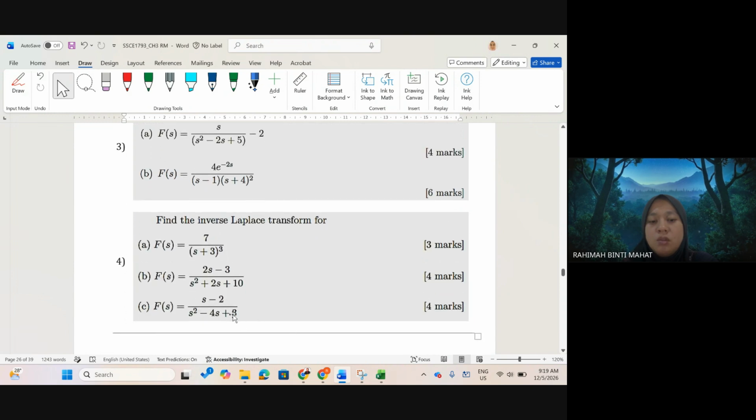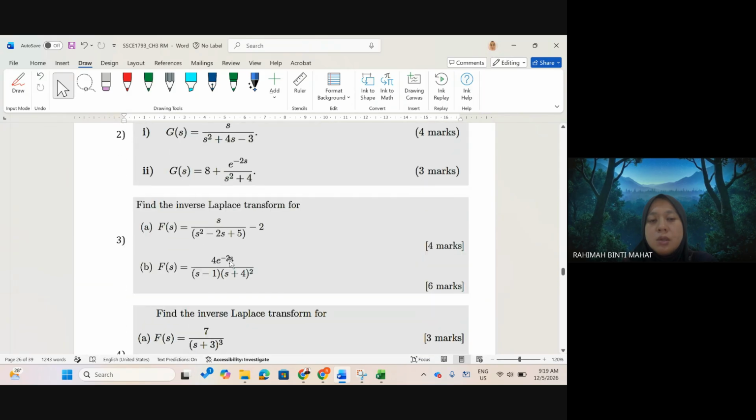Okay, this one you can just factorize. If you cannot factorize, it means that you need to solve by using completing the square. And this one is plus 3. Is it the repeated factorization? Maybe you can try it.